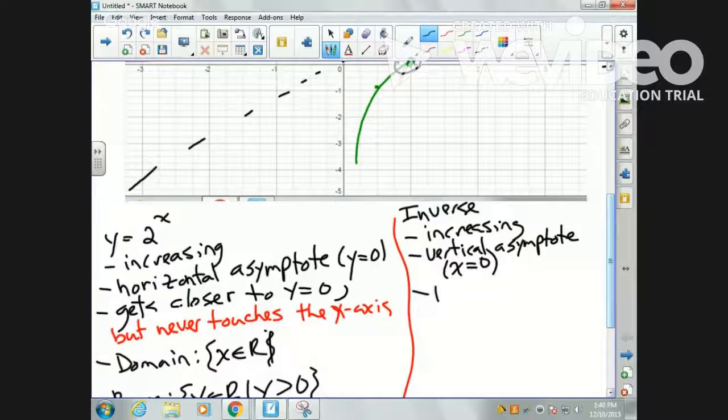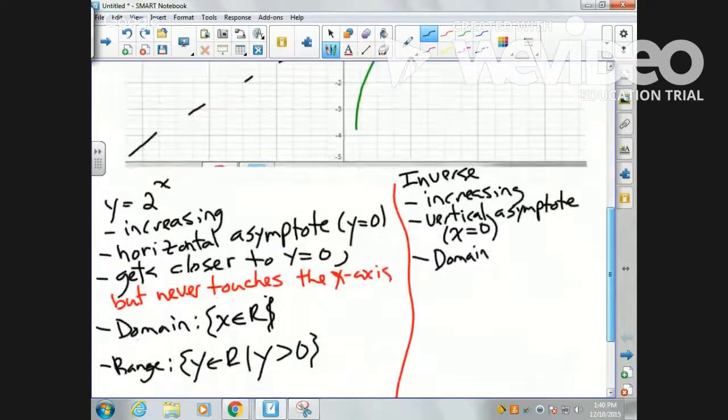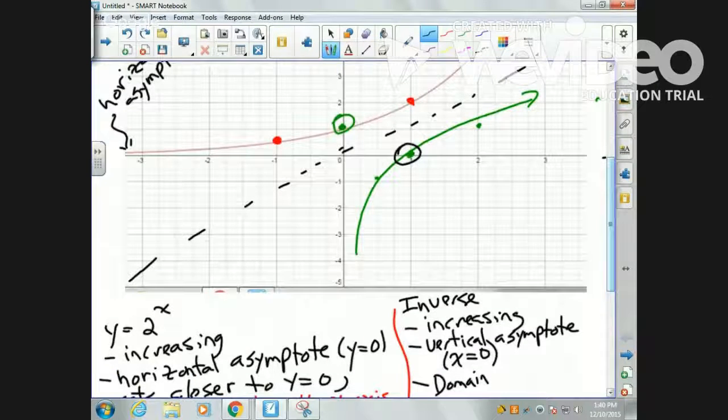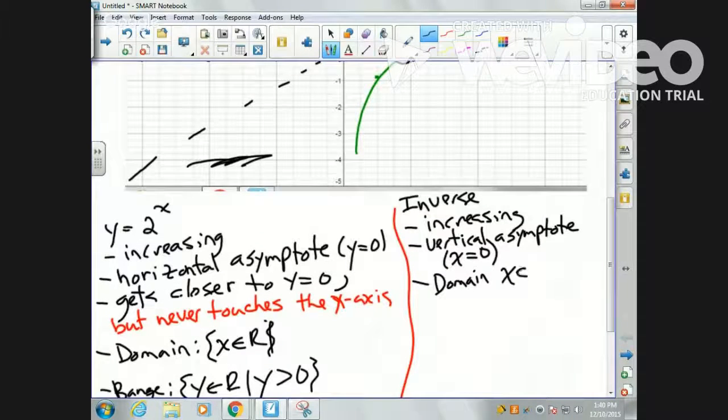The domain here, if you look at all possible x values, you can see that x is never less than 0. In fact, it's always greater than 0, so it's never equal to 0 either. So the domain is that x is an element of the reals such that x is strictly greater than 0. And the range, well, y can be anything. It can be infinitely small and infinitely large, so y is an element of the reals. So you can see here that the range and the domain really just ended up switching as we did that inverse.